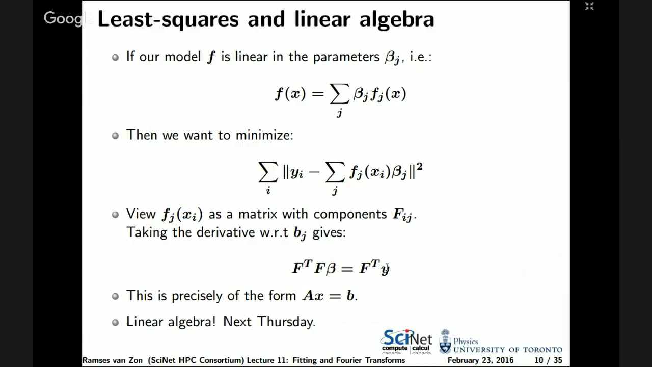Okay, so you have to solve this. This is an equation that's of the form Ax equals b. A is a matrix, x is a vector, b is another vector. And you have to solve it for x, or in this case, beta. So that puts us in the realm of linear algebra.